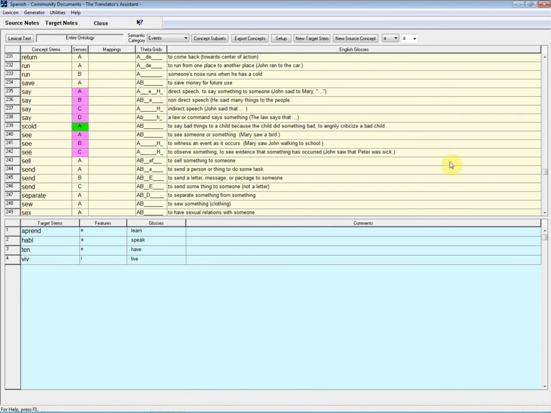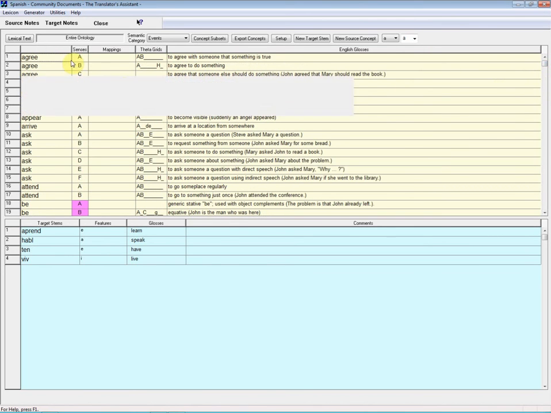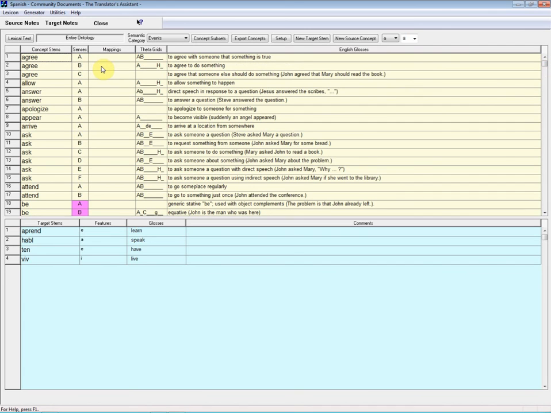Now, let's go to another example I saw up at the top here. I saw agree. This is a good one. There's 3 senses of agree. To agree with someone that something is true, and then to agree to do something, to agree that someone else should do something. Now, the first one is actually quite different in meaning than the second two. That's an example of sense discrimination for the reason of actually different meanings. Then the second two are kind of similar in meaning, to agree to do something, but they expect different argument structures.